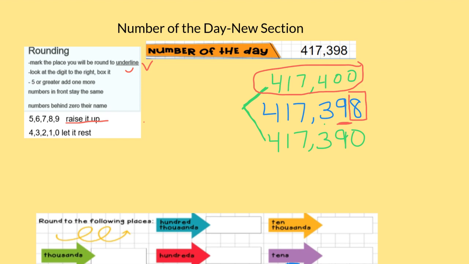417,400. So what you're going to do is take this answer and type this into your box right here. 400, oops, I almost messed it up. Good thing I have an eraser. 417,400.